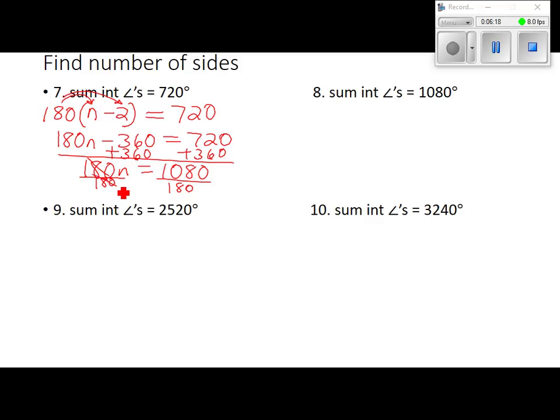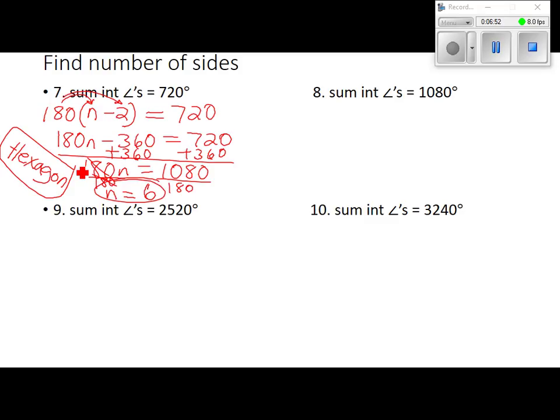On this side, that leaves us with just n. On the other side, what's 1080 divided by 180? 6. Everybody agree with that? What's n stand for again? Number of sides. So how many sides does this have? 6 sides. What kind of shape has 6 sides? Hexagon. I think it just said find the number of sides, so 6 would probably be good enough. Sometimes they might ask you what shape, so you might need that name, hexagon.